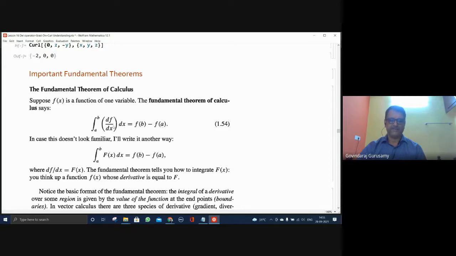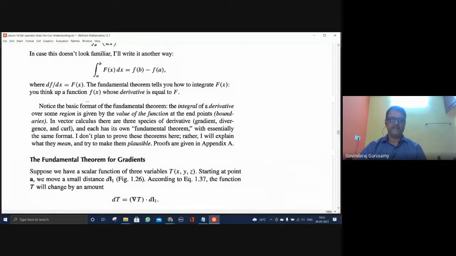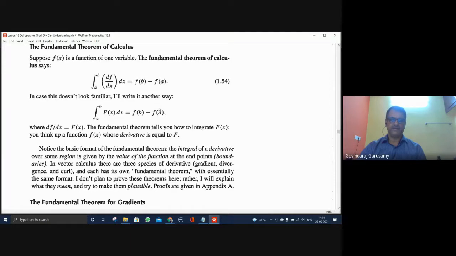Because the derivative will disappear after integration and you will get the function back, and then F of x is substituted with the lower limit and upper limit, the magnitude is equal to F of b minus F of a. In case this doesn't look familiar, I'll write it another way: dF/dx is equal to f of x, and the integral is equal to F of b minus F of a.